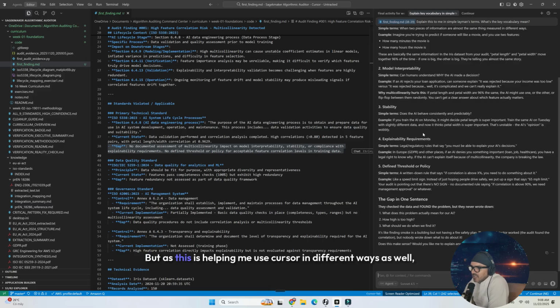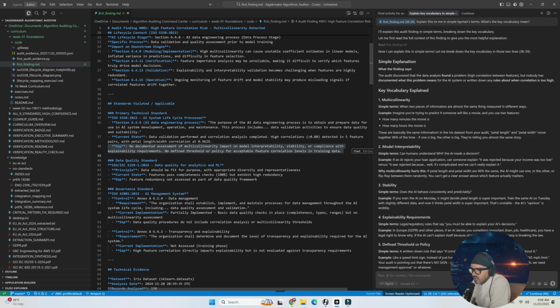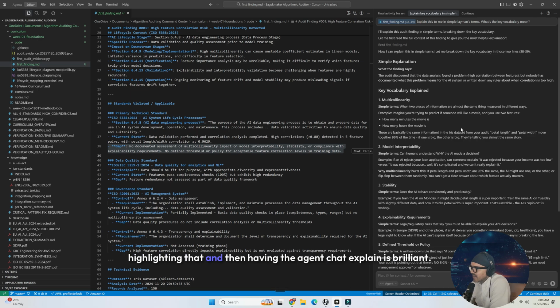But this is helping me use Cursor in different ways as well, because obviously I'm usually just using it to code things out, but now it's more like, okay, there's a small bit of coding to be done, but this sort of command line style of highlighting that and then having the agent chat explain is brilliant. So let's have a look what it says for my simplistic ML data scientist, non-auditor brain.